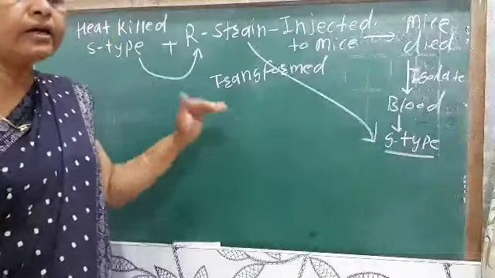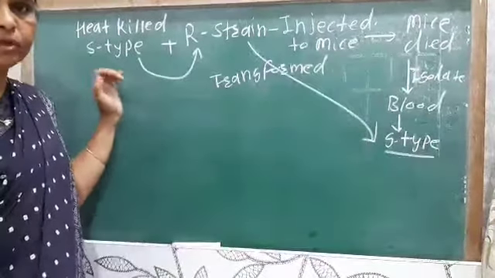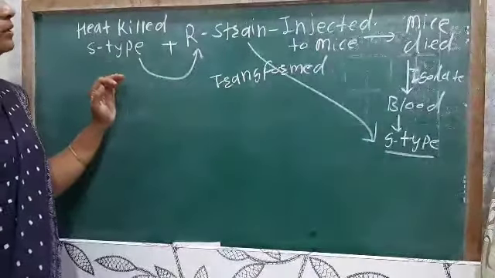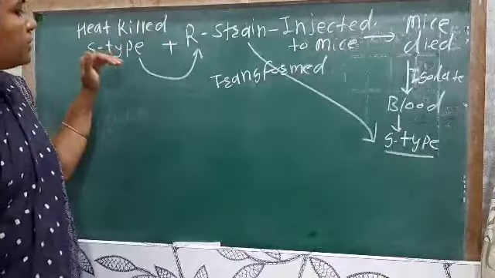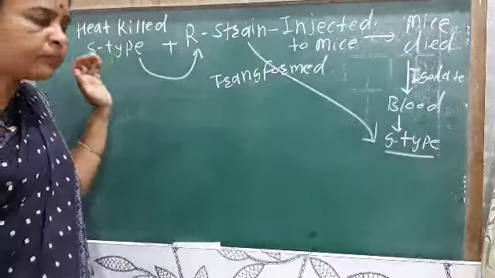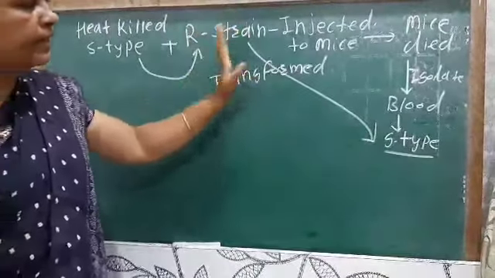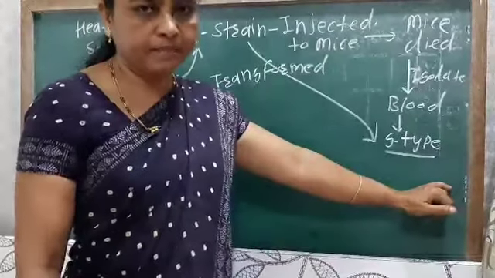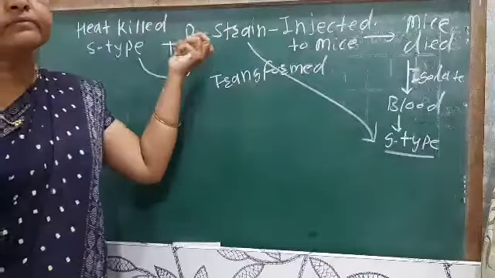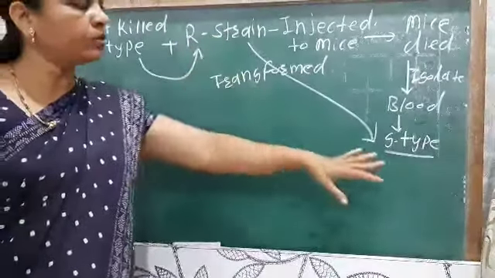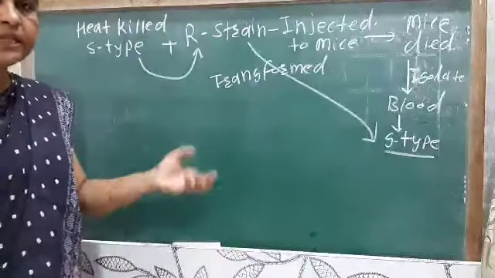So Griffith concluded that something is transferred from the heat-killed S type to the R strain, due to which the R strain bacteria get transformed into the S type. Transformation means that one bacterial strain gets transformed into another bacterial strain due to some change in the genetic material.